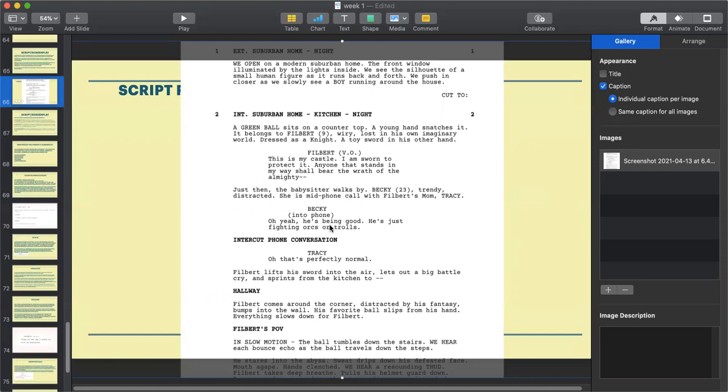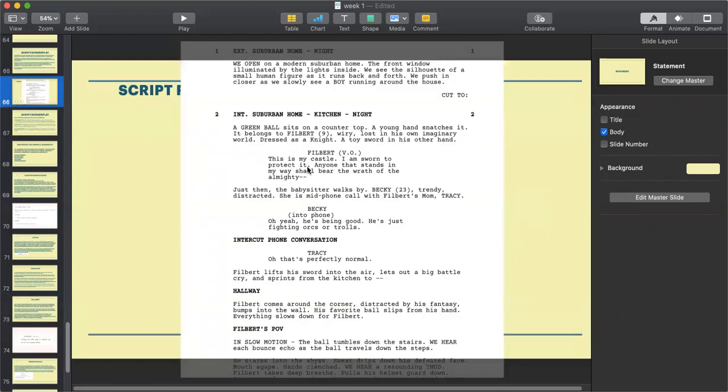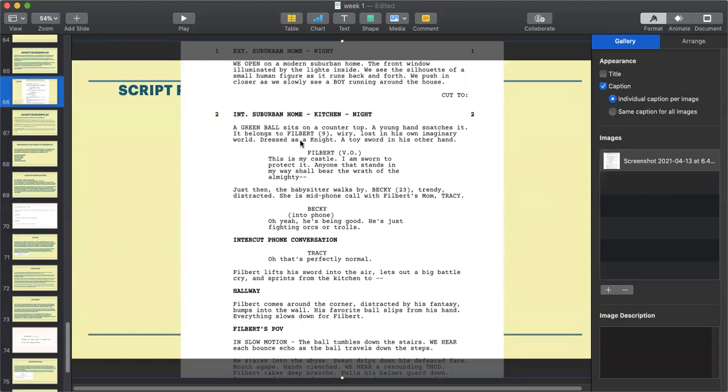Again, as I said, the dialogue will have to reflect the character's personality, feelings, and emotional state. So this reflects Filbert, because Filbert is a small boy. He thinks himself a knight. He has a sword in his hand. So what is he thinking? What is he speaking? This is my castle. I am sworn to protect it. Anyone that stands in my way shall bear the wrath of Almighty. Like he's telling this, right?